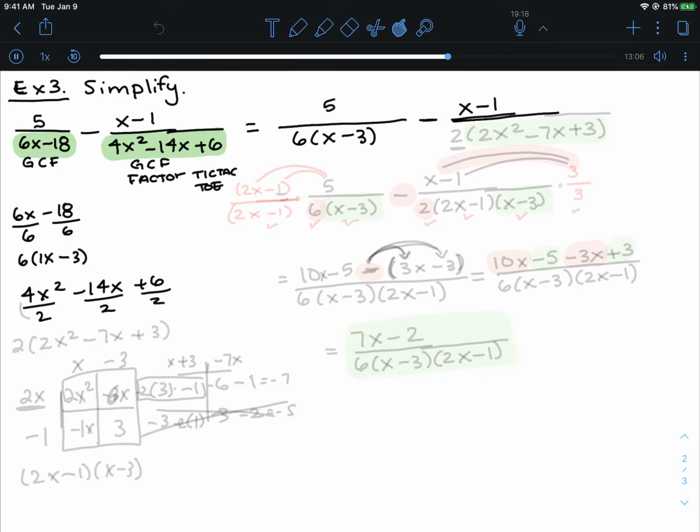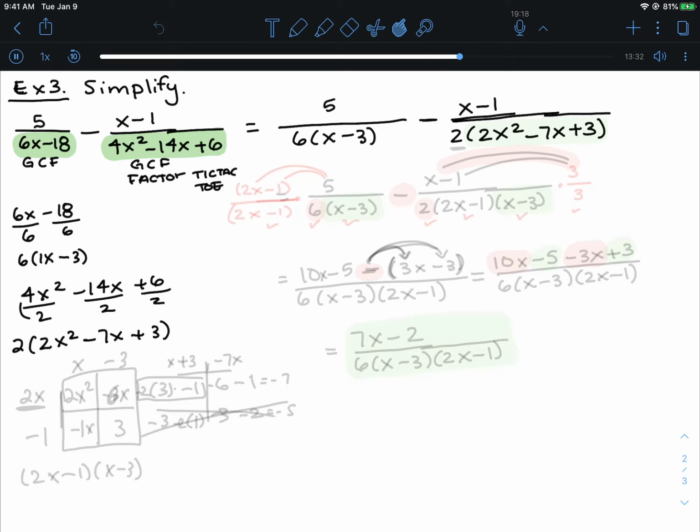Okay, whatever you take out goes on the outside. So 2. 4 divided by 2 is going to be 2x squared. Negative 14 divided by 2 is negative 7x. And then 6 divided by 2 is 3. So that right there is going to be my new denominator. So I'm going to go ahead and put 2 parentheses 2x squared minus 7x plus 3.